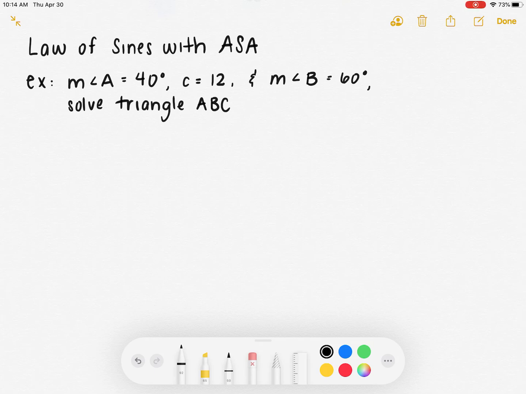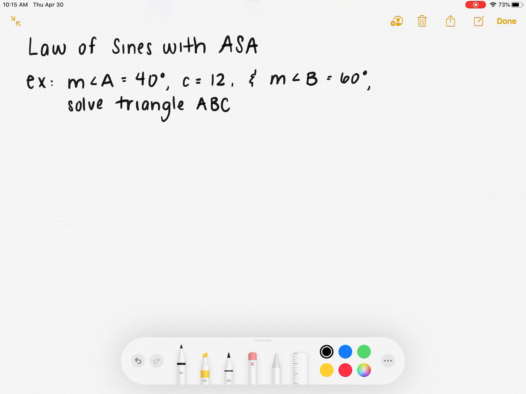So now that we understand the formula for law of sines, let's look at what all that mumbo jumbo on the last slide meant. They're giving us an example for angle side angle, and they're saying that we have an angle A of 40 degrees, angle B is 60 degrees, and side C is 12. They want us to find everything else that's missing on triangle ABC.